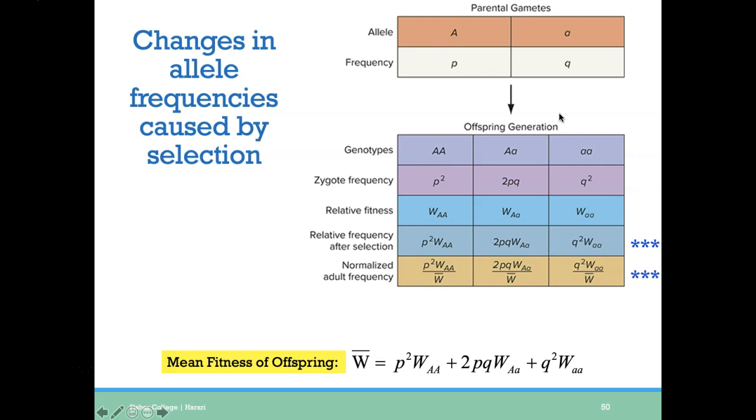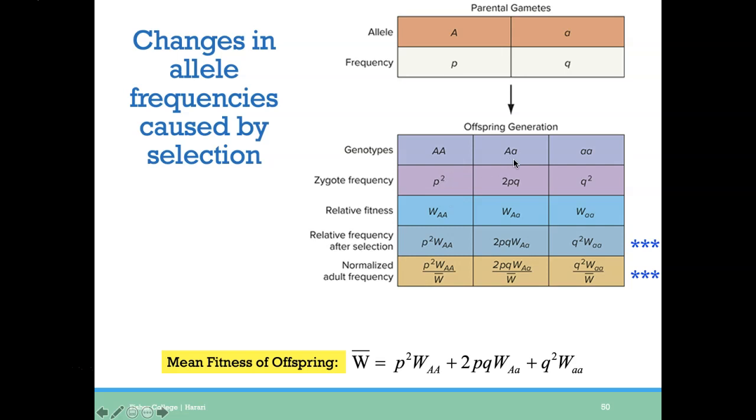I like the way that the book portrays this. It starts by saying that we have two alleles, big A or little a. And we know that the sperm or egg can either have big A or a little a. We say the frequency in the parental gametes of big A would be p, and little a will be represented as q. So for the offspring, what are the chances of a big A sperm and a big A egg coming together? That's represented as p squared.